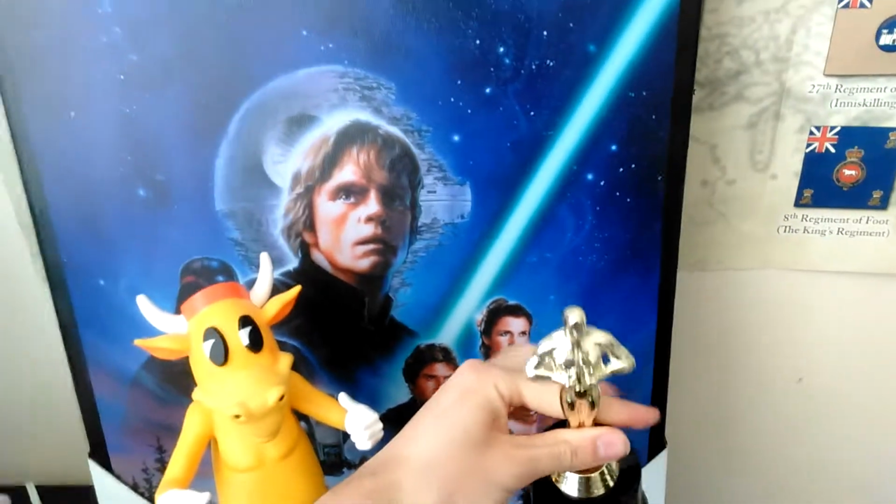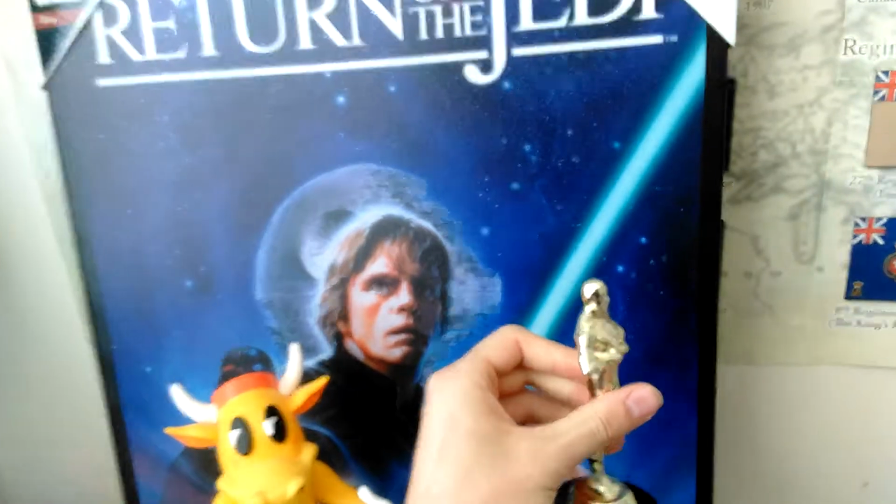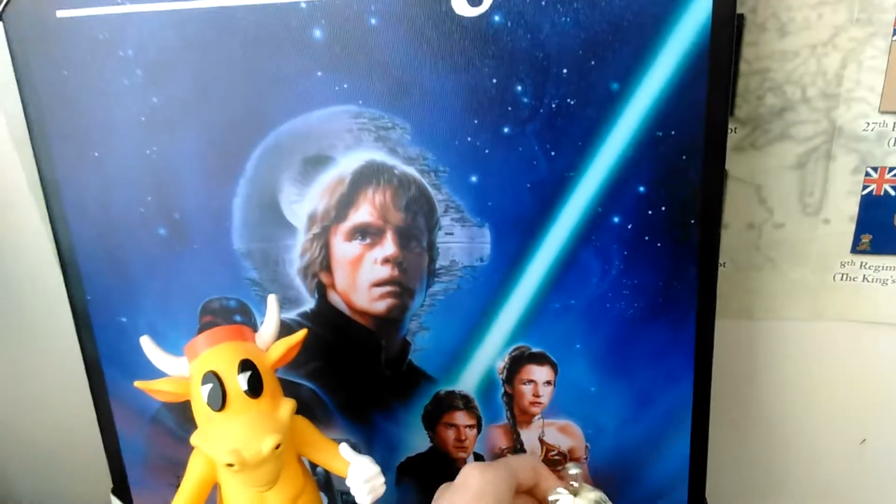Here's my Oscar award. I won this Oscar award back in 2015 for an animated story I came up with. It never actually got turned into a movie, and the Academy was kind of sad about that. So they gave me an honorary Oscar for that.